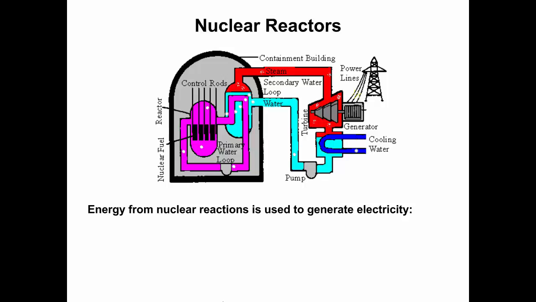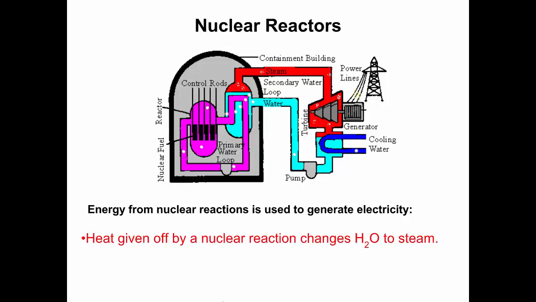So overall, just to understand the process, we start with the heat that's given off by this nuclear reaction, which boils water, changes it to steam. That steam gets piped to a turbine, spinning it in order to generate electricity. It's really not that complicated.